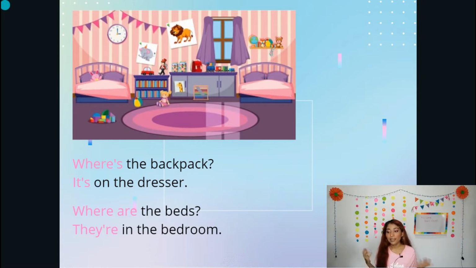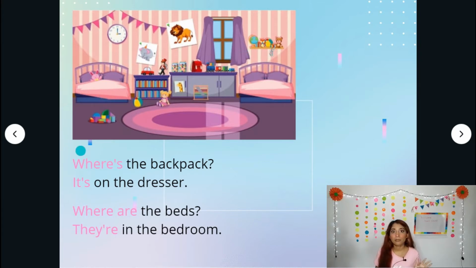This is a bedroom. As you can see, we have some different objects. We have a window, and we have a clock. We have some pictures of a lion, of an elephant. We have some toys. We have a dresser. This is a dresser. We have a backpack, we have a bookshelf with books, we have a bowl, and we have the bed. We have two beds and a lot of toys. So, this is the bedroom, okay? These are the normal things that we have in a bedroom.